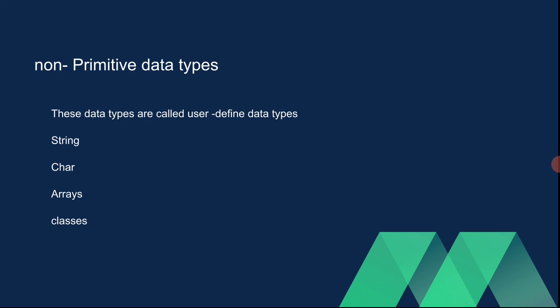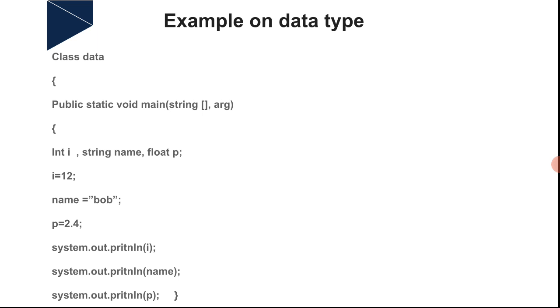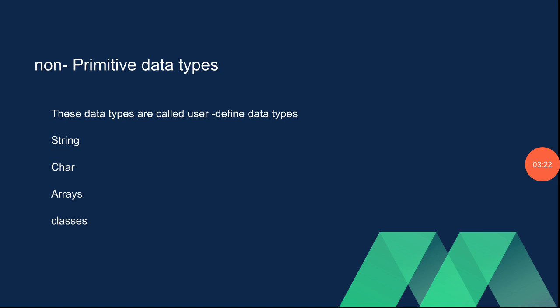We have the non-primitive data types. Non-primitive data types are those which are created by the users, so they are called user-defined data types. They contain string, which we use for saving or displaying a name. We have char for displaying one variable. Non-primitive types are user-defined data types, and they contain string, char, arrays, and different classes.